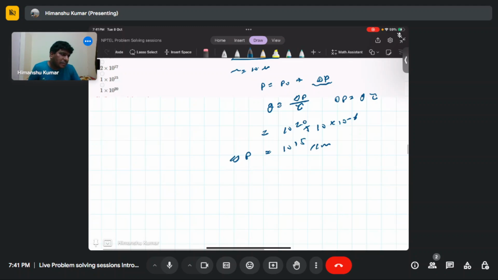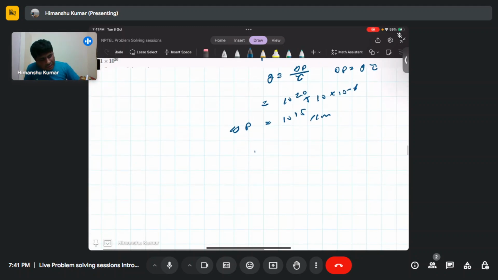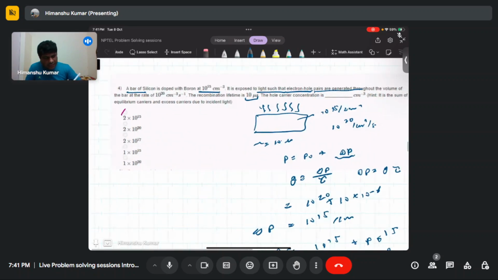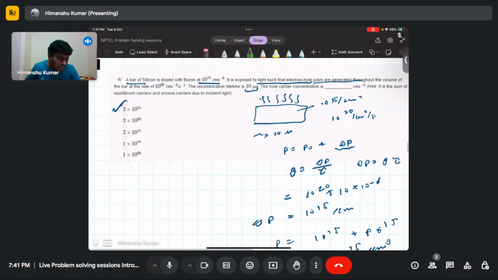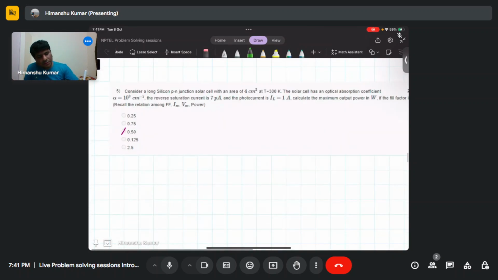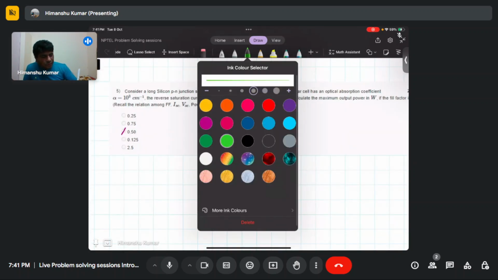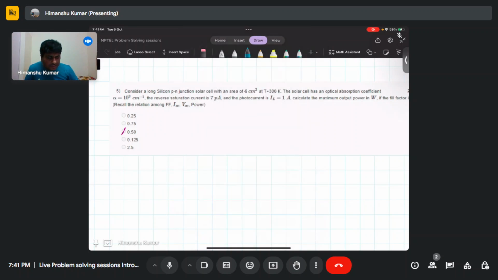So the total P concentration will be 10 power 15, which is P naught, plus delta P, which is 10 power 15. So the total concentration you will get is 2 into 10 power 15 per centimeter cube. The correct answer is the first one. This was quite a simple problem, so with that, let's move to the next problem.